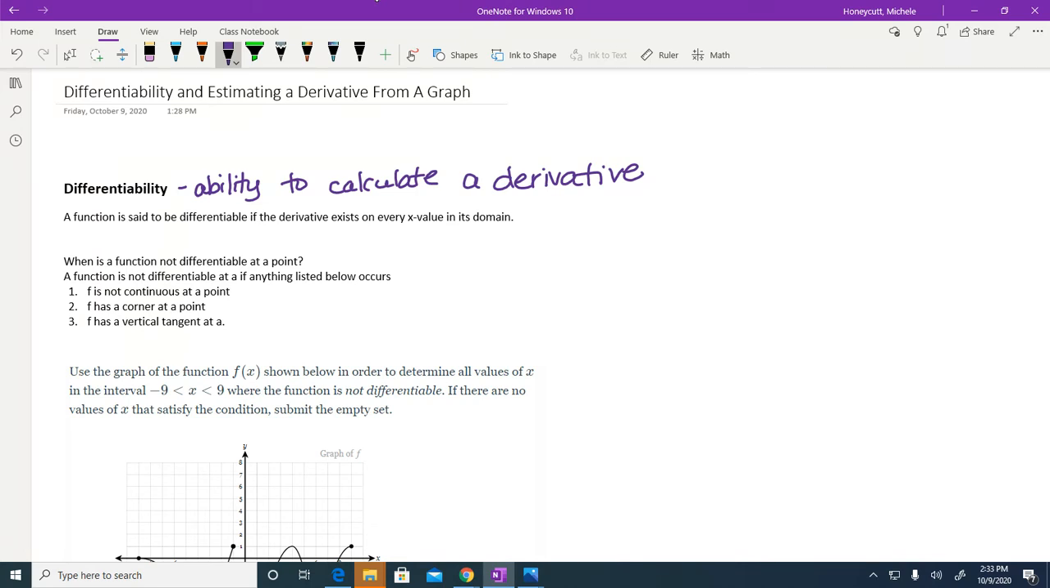So if f is not continuous, so any place f is not continuous, it would also be not differentiable. So not continuous means not differentiable at a point. And by the way, these notes are not in your notes packet, so you'll need to take these notes on your own paper. If f has a corner at a point, then that function is not differentiable at that point.